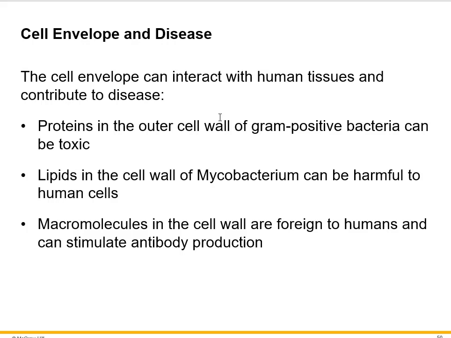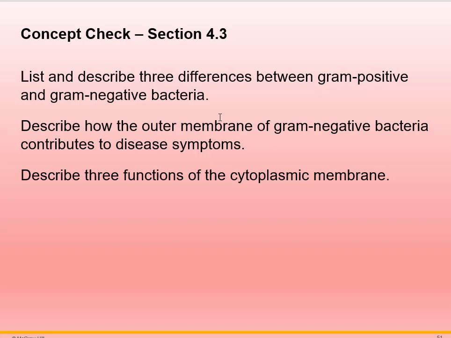So that's one way it interacts with the human tissue, and sometimes it causes disease and sometimes it's just stimulating the immune response, but that is what our body detects first, and so that's why it's really important for us to know about the cell wall and cell envelope.